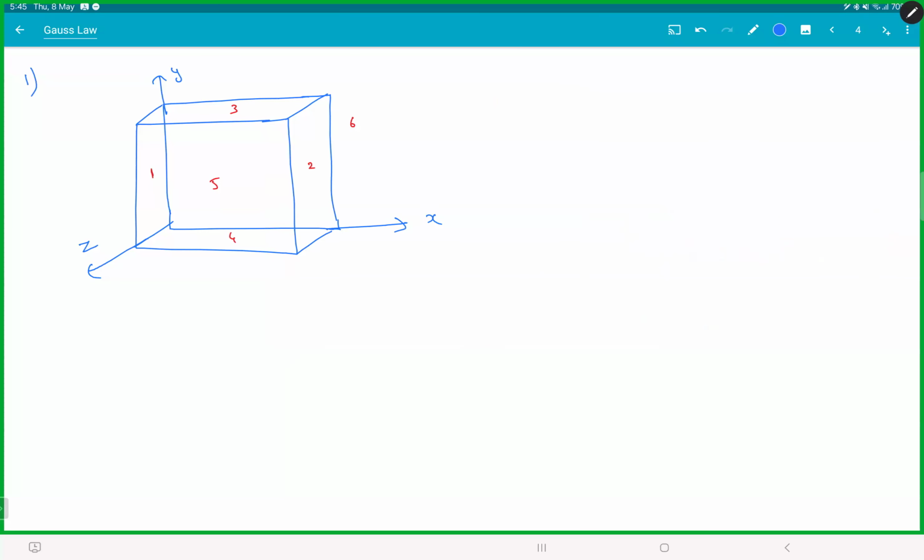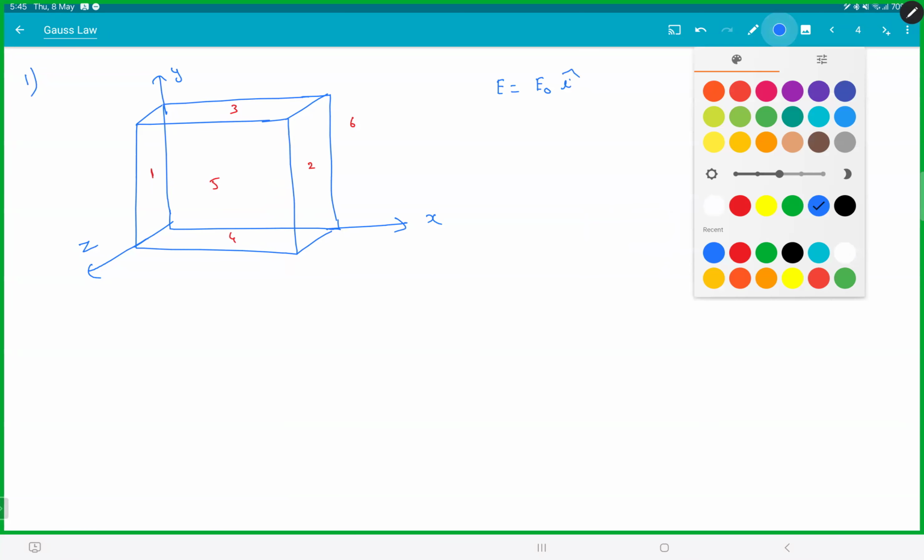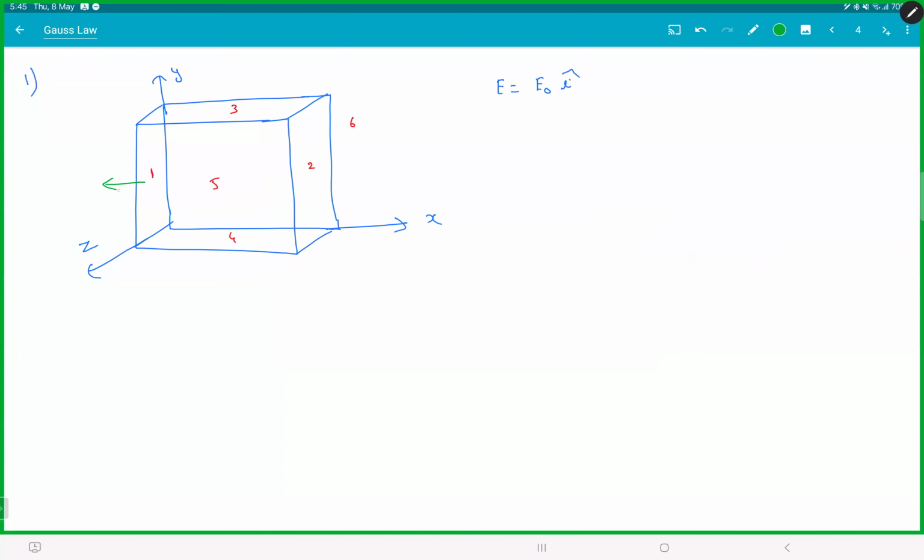Look at the first one. The field is E naught i cap. So first, how is the area vector? The area vectors are outward normals. So this is the area vector, area vector, and so on for all six faces. How is the field? The field is E naught i cap. So here the field is this way. E bar, E bar. You can see this is perpendicular, this is perpendicular. For 4 it is perpendicular, for 6 it is perpendicular, and this is E bar.